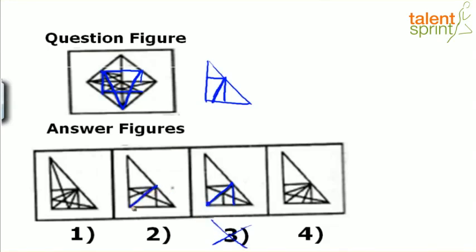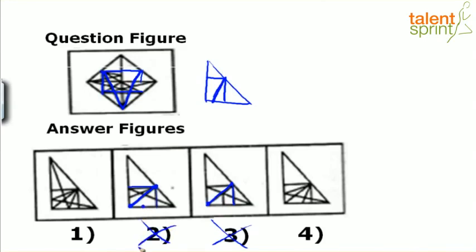There is a slant line starting from that corner of the rectangle, right? This corner of this L. But that slant line should not touch the corner of the triangle. Here it is touching the corner. It should be somewhere in between here, right? So that is the reason option 2 also gets eliminated.